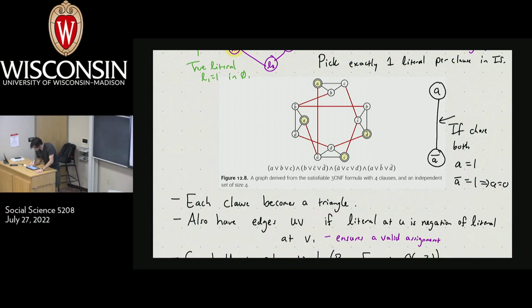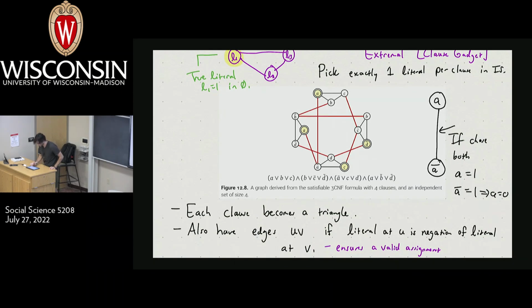And the triangle parts help us pick a single literal in each clause to be made true. And that's actually enough. That's all we need to do. So this is the graph we're constructing. Each clause is now a triangle. So here, A or B or C, that's this here. And there are edges between any node and its opposite as well. And highlighted in yellow is the independent set. Notice these 4 nodes do not touch each other.